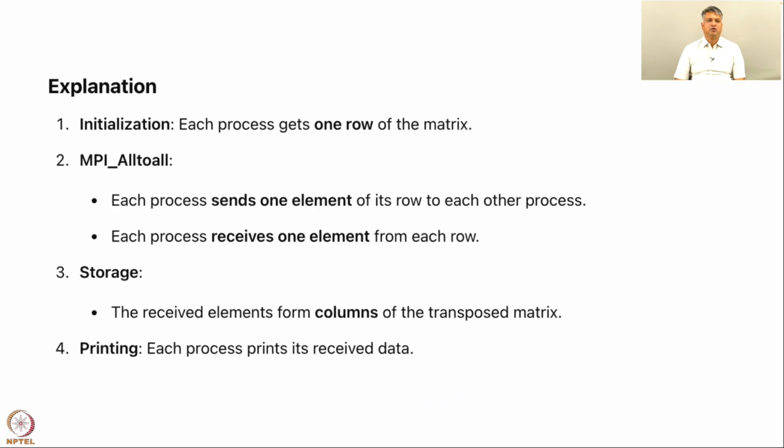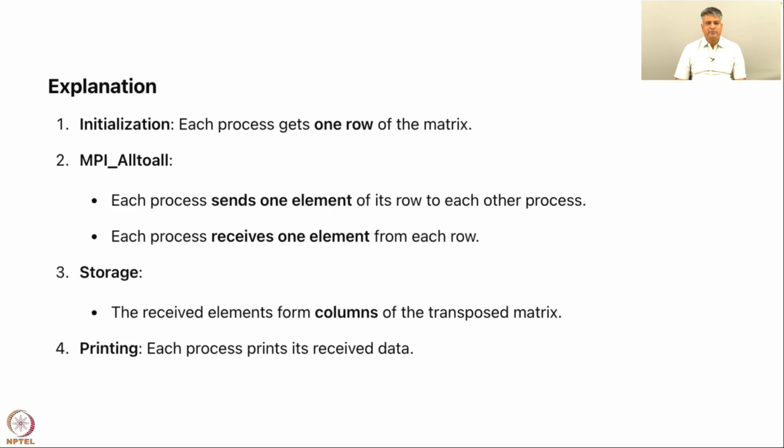Now if we go back, how do we explain this? When we initialize, each process gets only one row of the matrix. When we do an MPI all-to-all, each process sends one element of its row to each of the other processes. Each process receives one element from each row, and then the received elements now form columns of the transpose matrix. And then each individual process in this case is printing the received data.